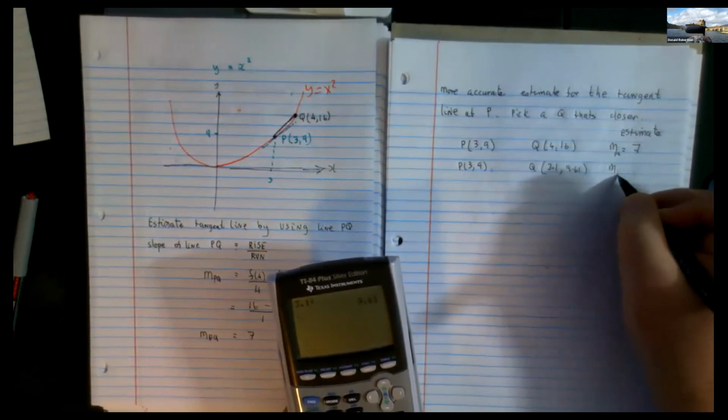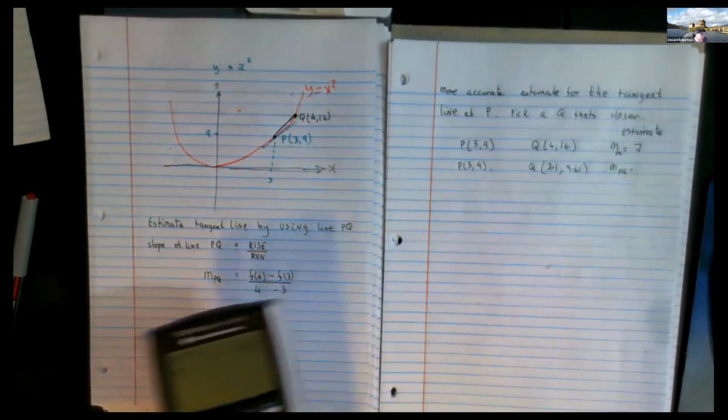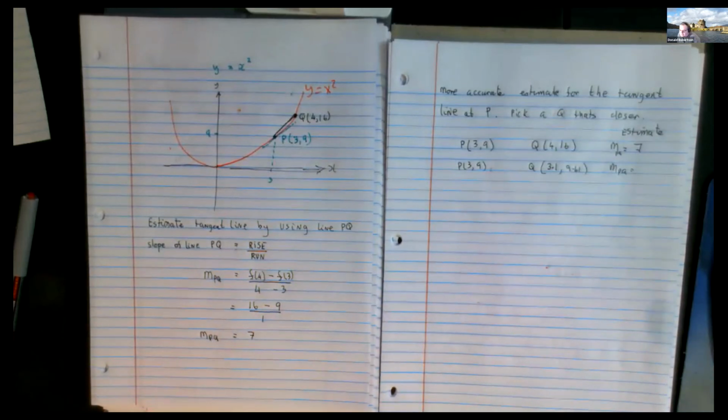Would you agree that that would be a closer estimate, right? A better estimate to the tangent line? Would that seem reasonable? Now, what would that look like?